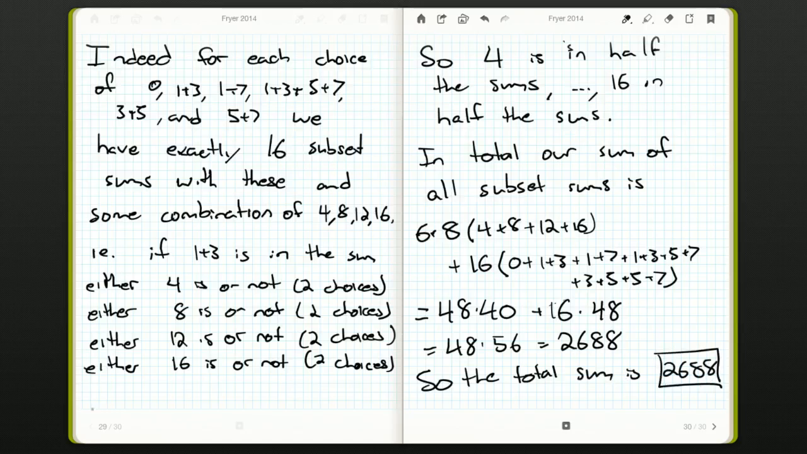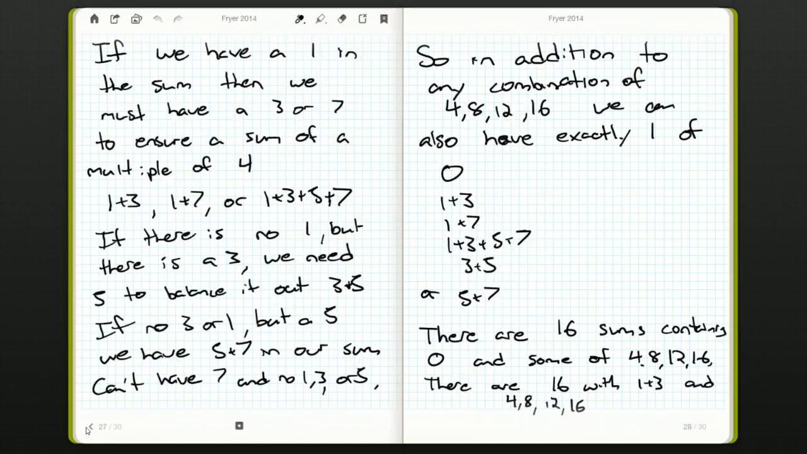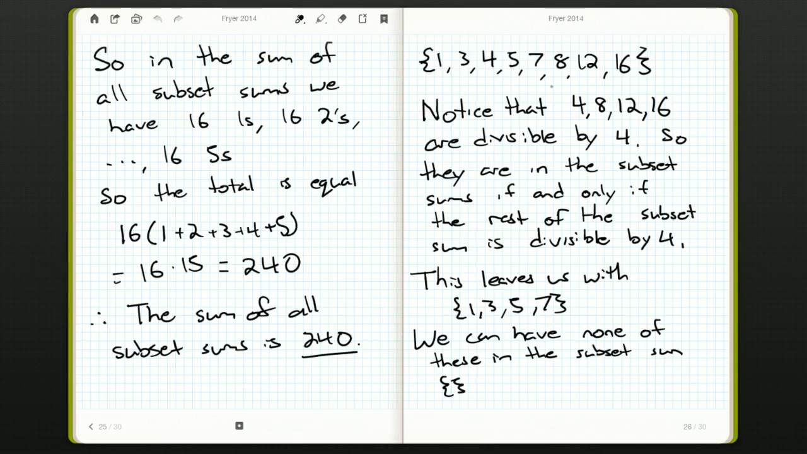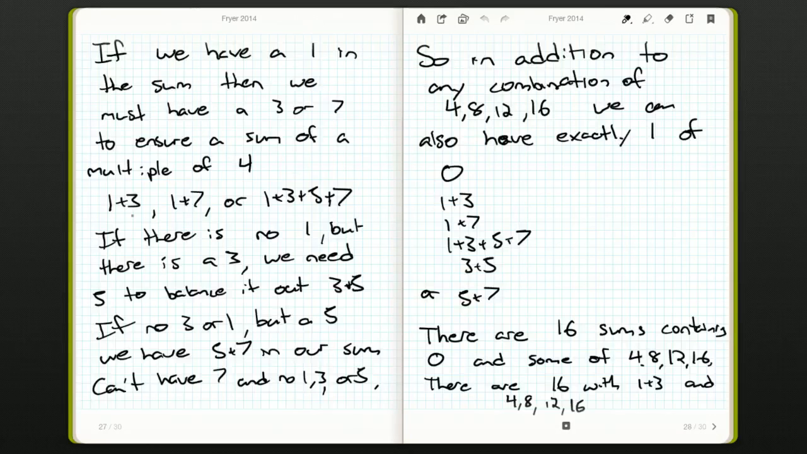So 2688, and we have explained where everything came from. Let's just recap a little bit. So we want sums that are divisible by 4. The 4, 8, 12, and 16 can either be in or out. They're not going to affect divisibility by 4. What does affect divisibility by 4 are these odd numbers. And they have to either go in pairs or groups to give us sums of 4. So we can either have none of them, 0 is divisible by 4, or we're going to have 1 plus 3, 1 plus 7, 1 plus 3 plus 5 plus 7, 3 plus 5, and 5 plus 7. Those are the only ones we can have. So that's 6 possibilities.